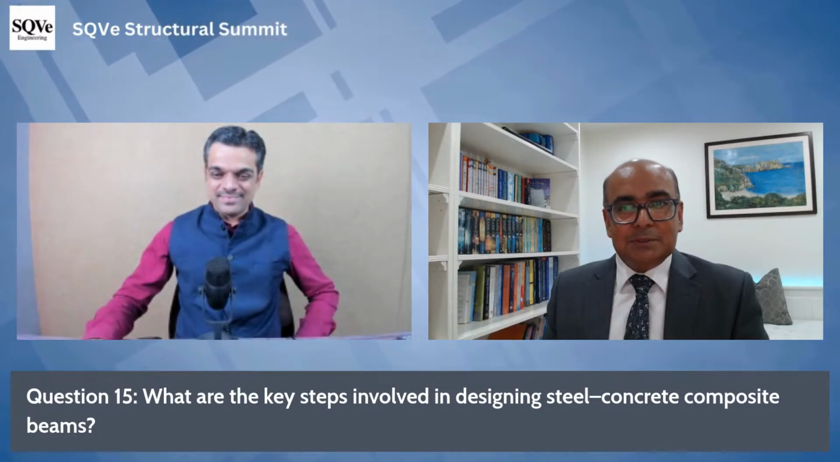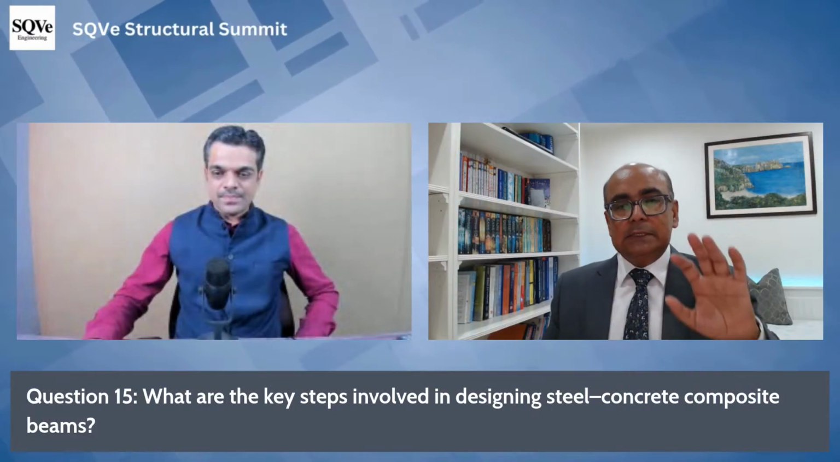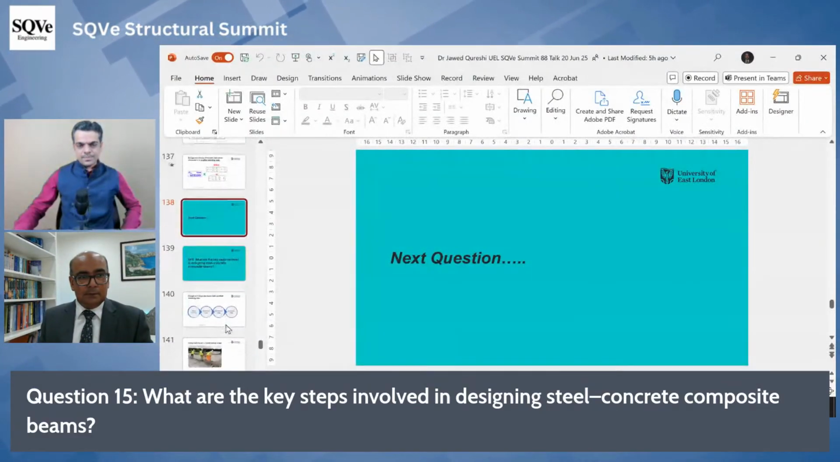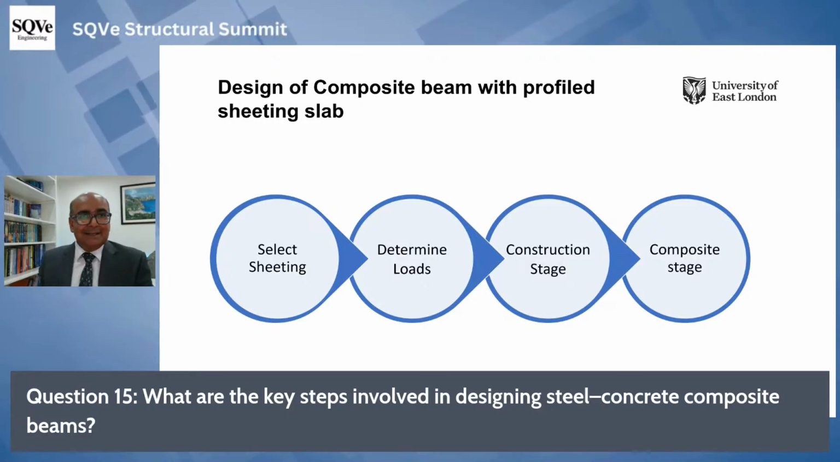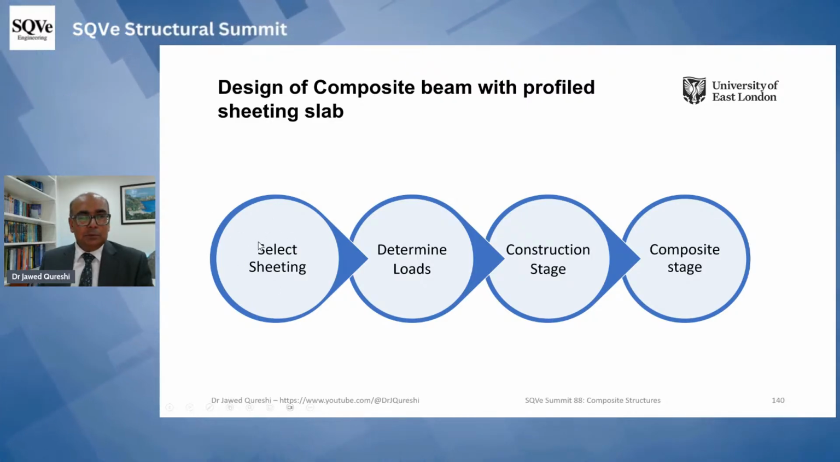Again, there are so many steps, but I will give a high-level summary of what needs to be done. I have a full tutorial on this topic on my YouTube, which is one of the famous ones as well: design of a steel composite beam with profile sheeting. First, you have to select sheeting, or design a composite slab. Depending on you, based on the manufacturer's guidelines, or you can work out the manual calculations yourself as well.